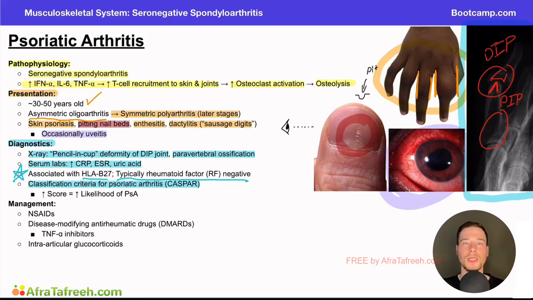You combine this with some diagnostic studies, such as the negative rheumatoid factor or the X-ray findings of the pencil and a cup deformity. All of these things are going to lead to a higher score, which would lead to a higher likelihood of the patient actually having psoriatic arthritis.